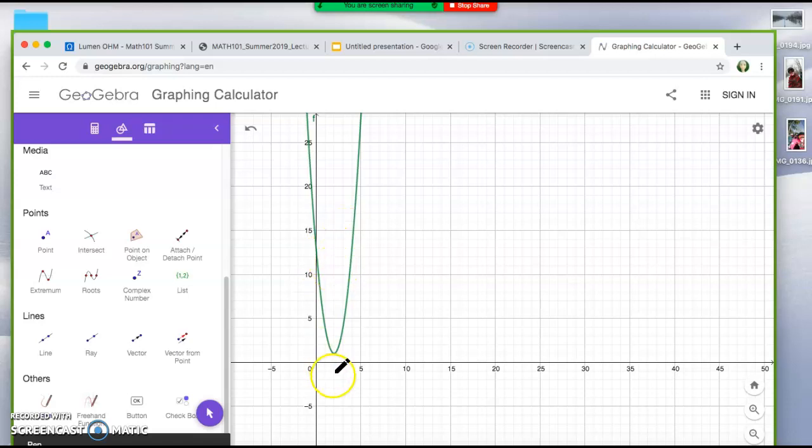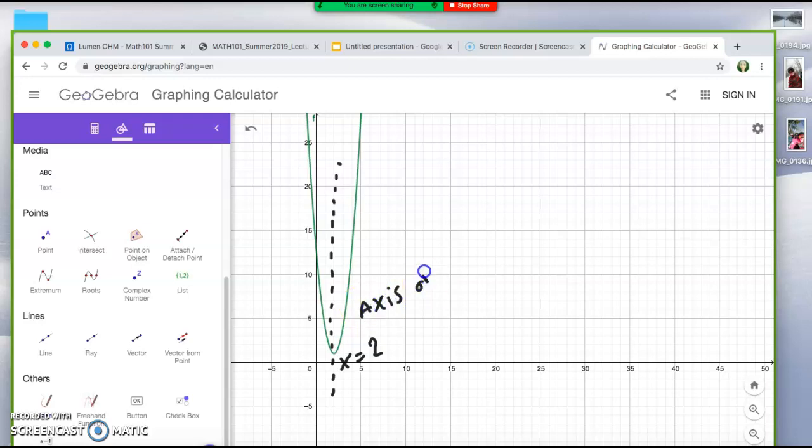So here is our axis of symmetry at the line x equals 2. You see how the axis of symmetry splits the graph in half? Hence symmetrical, it makes the two sides symmetrical. As you can see, our axis of symmetry goes through our vertex, so it's going through that point at x equals 2.